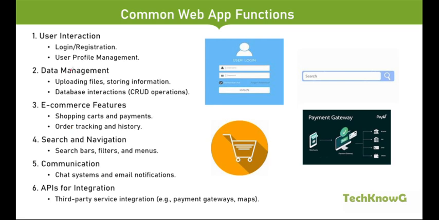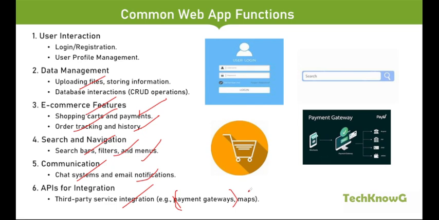These are all different fields now. The database is set. Then shopping carts and payments are also input fields, so these also need to be checked and secured. Then order tracking and history page. Then search bars, filters, menus. These are all functionalities that we need to secure. Then chat systems, email notifications, then APIs for integration and third party APIs. Payment gateway APIs also need to be secured properly.